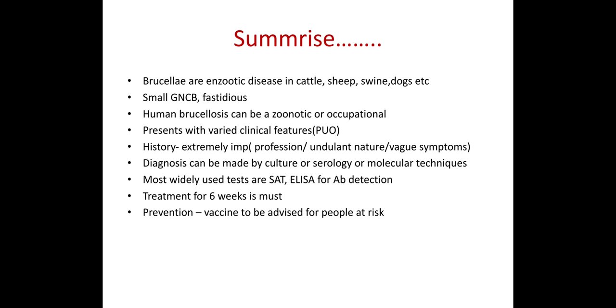So, we have come to the end of the class. To summarize today's class, brucellosis is an enzootic disease in cattle, sheep, swine, dogs and other animals. Hence, brucellosis is a zoonotic disease. Brucellae are small gram-negative cocobacilli. They are highly fastidious and strict aerobes.